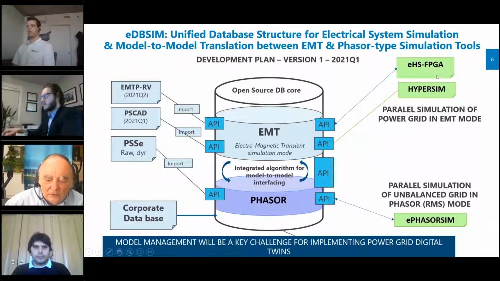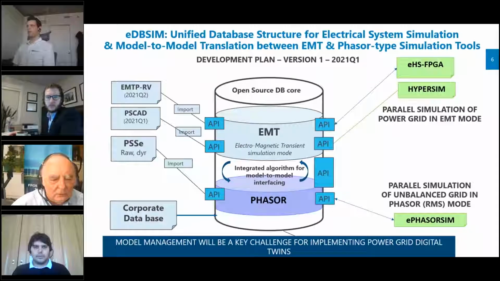We can even go and generate the FPGA code if we require. But also, we can take these same models and make parallel simulation in unbalanced grids with phasor mode, because in most cases, maybe we'll need to have a mix of EMT with phasor mode. So the idea is to reach the maximum accuracy, but to control the system data. I think at the end of the day, this will become a kind of standard technology in the next few years. But the model management itself is still a very big challenge.